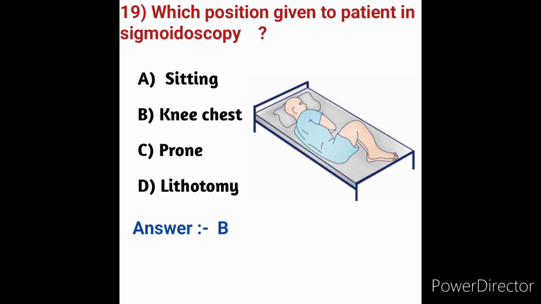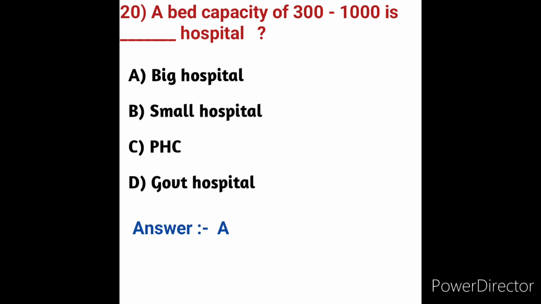Next, move on to question number 20. A bed capacity of 300 to 1000 is which hospital? We will see the options. Option A, large hospital. Option B, small hospital. Option C, PHC. Option D, government hospital. Sorry friends, option A is large hospital. Option A is the correct answer. A capacity of 300 to 1000 beds is called a large hospital.